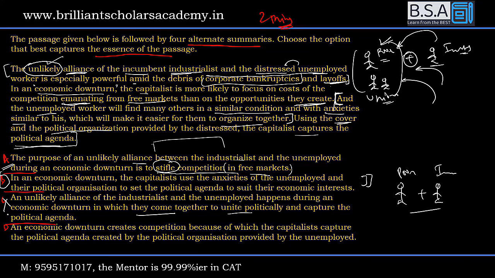C cannot be the summary, guys. The rest of C, from the start up to here, everything is fine. An economic downturn creates competition because of which capitalists capture the political agenda created by political organization provided by the unemployed. So either B or D are the summaries here.